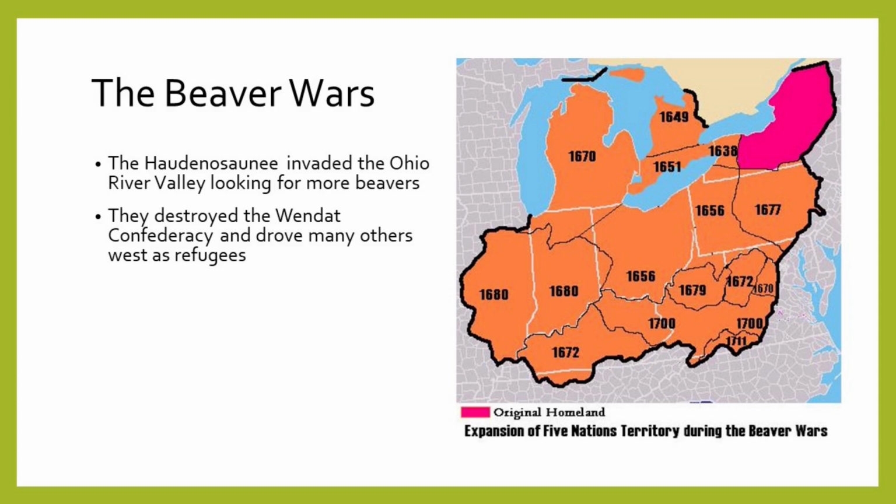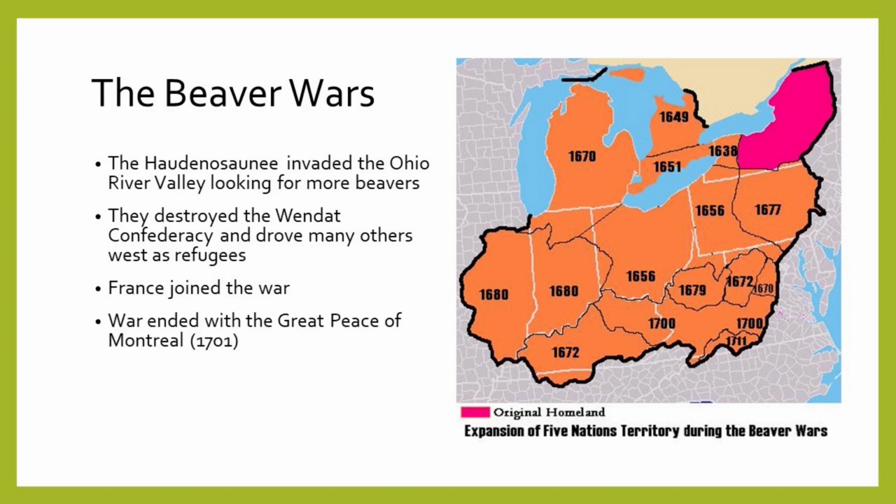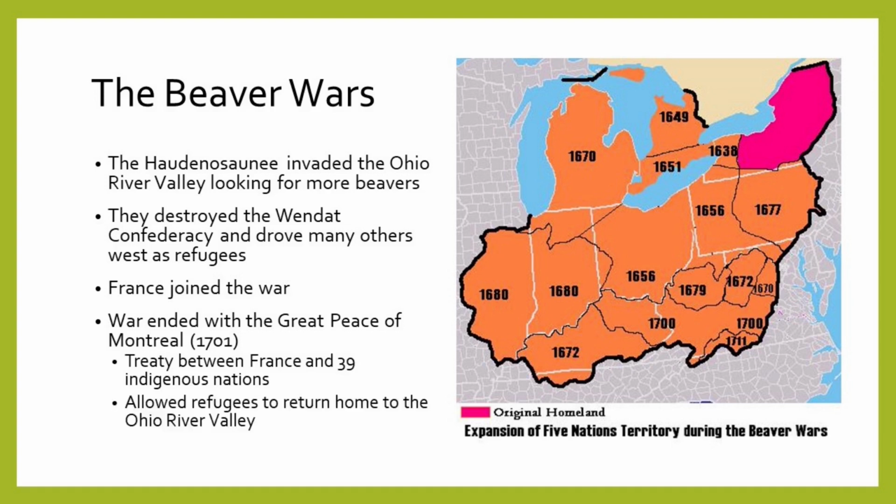Now, as the French presence in North America became more powerful, they got more involved in fighting the Haudenosaunee themselves, and eventually forced a peace treaty in 1701. The Great Peace of Montreal, as it would be called, was actually a massive accomplishment of French diplomacy, as it involved securing agreements from 39 different indigenous nations. This treaty essentially said that the French and the Haudenosaunee would end the war and allow refugees from the Ohio River Valley to return to their homeland.